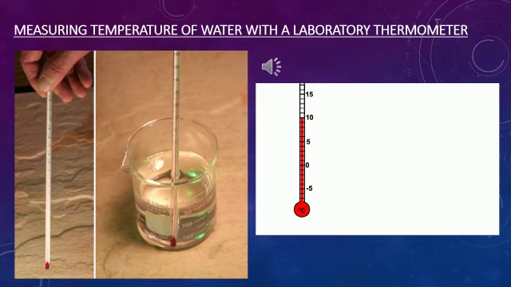So what is the use of this kink? It prevents the mercury level from falling on its own. This happens in the case of a clinical thermometer; the kink plays a role there. So that is the use of the kink. That is why when you take the clinical thermometer out of your mouth, the temperature remains the same. So this is about measuring the temperature of water, both hot and cold, using a laboratory thermometer.